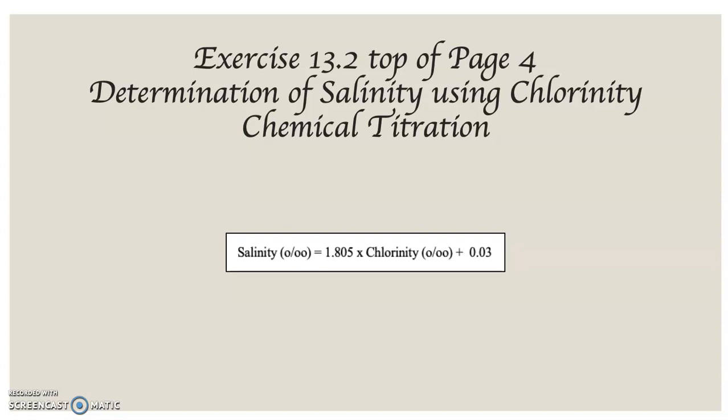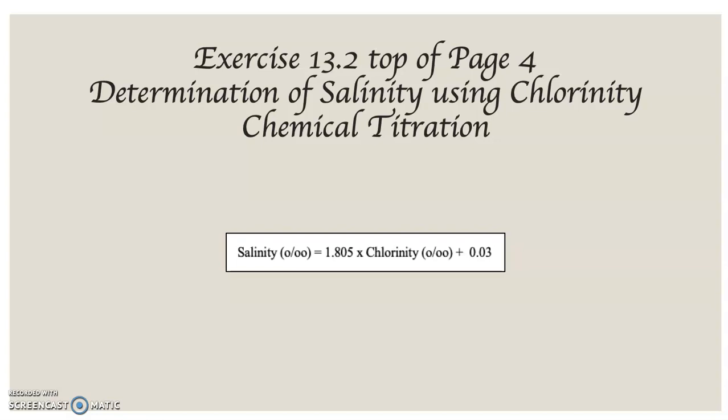Now we're going to do part 2 of the math. If you look at exercise 13.2 on page 4, determination of salinity using chlorinity. Remember, chlorinity is the percentage of chloride ions in the water sample. And we do this through chemical titration.